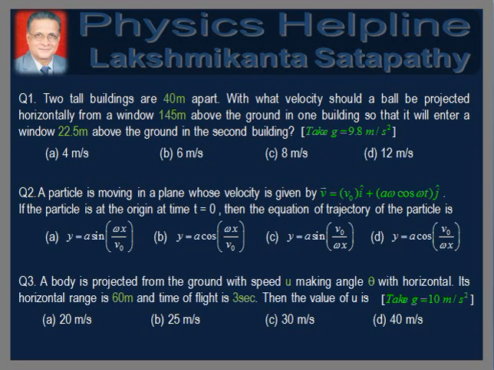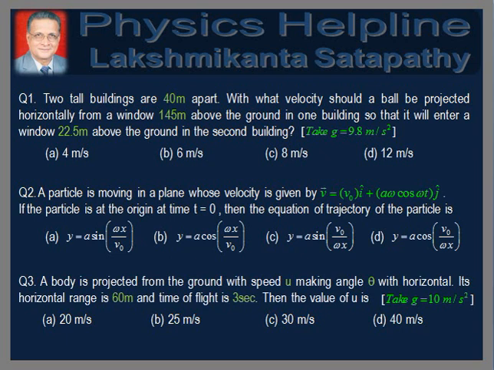Question 1. Two tall buildings are 40 meters apart. With what velocity should a ball be projected horizontally from a window 145 meters above the ground in one building so that it will enter a window 22.5 meters above the ground in the second building? Take acceleration due to gravity is equal to 9.8 meters per second square. The options are 4 meters per second, 6 meters per second, 8 meters per second, and 12 meters per second.